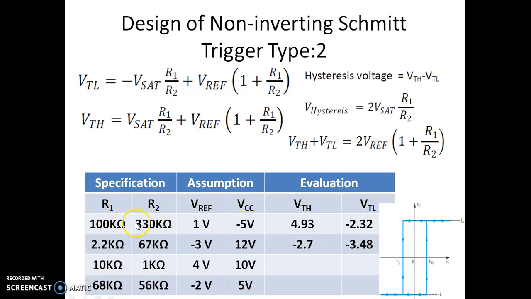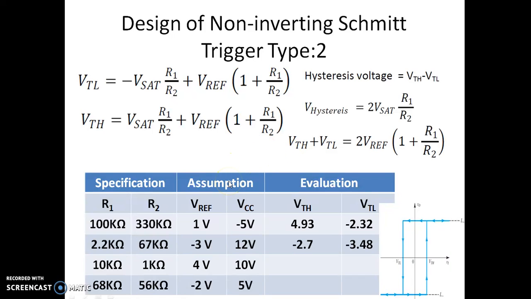If we are using these resistances of R1, R2 with this much supply voltage, the VTH will be 4.93 and VTL is minus 2.32. Now you can see here we have one positive, one negative. In the second example, we have both as negative voltage. It is also possible to have a reference voltage which is negative. These VTH, VTL are calculated using the equation for the VTH and VTL.